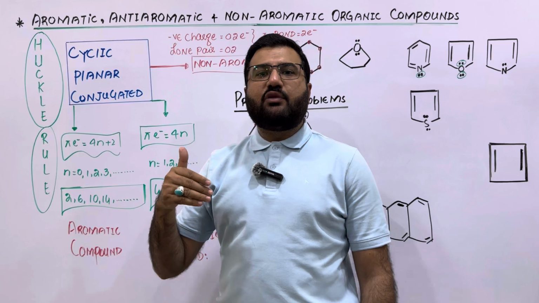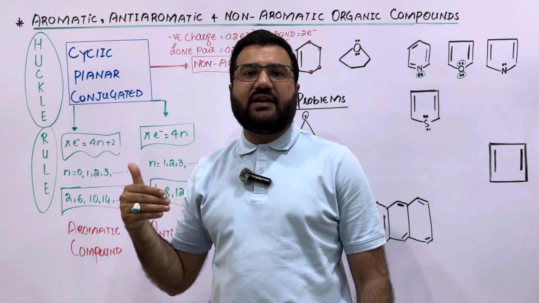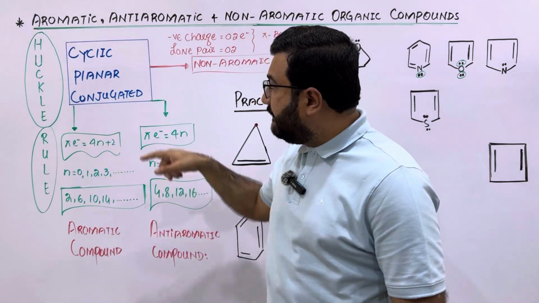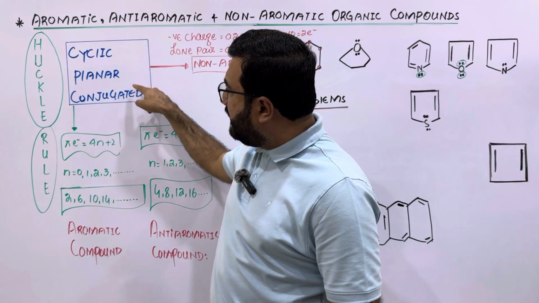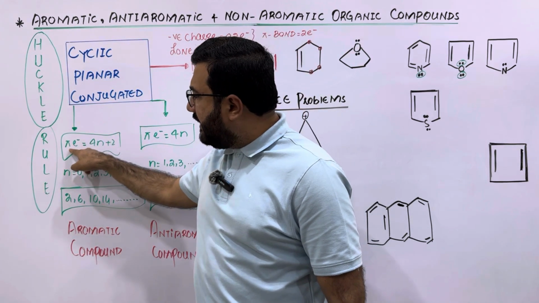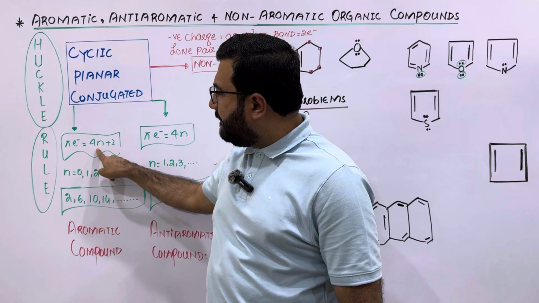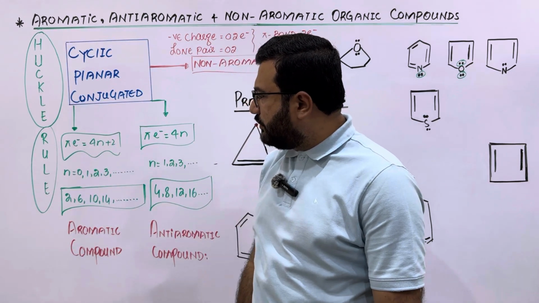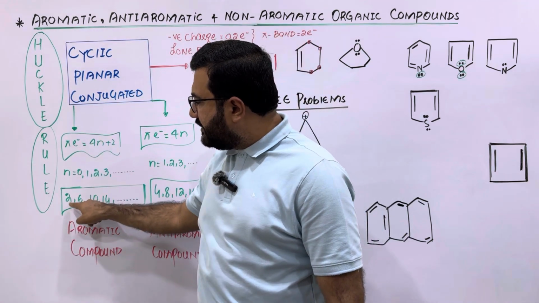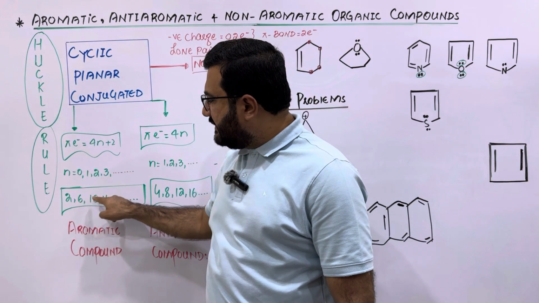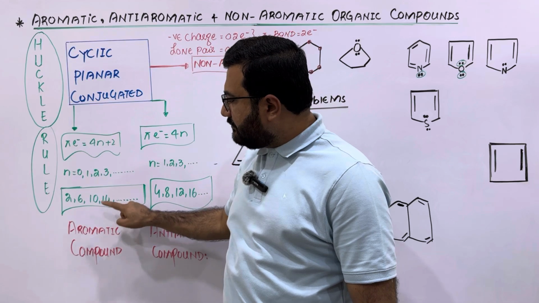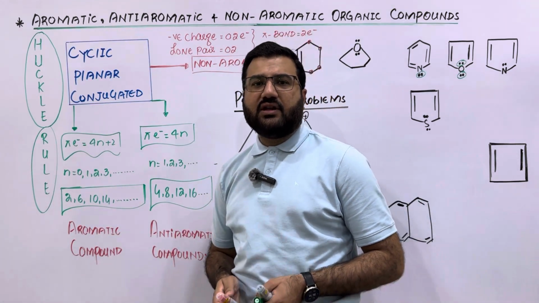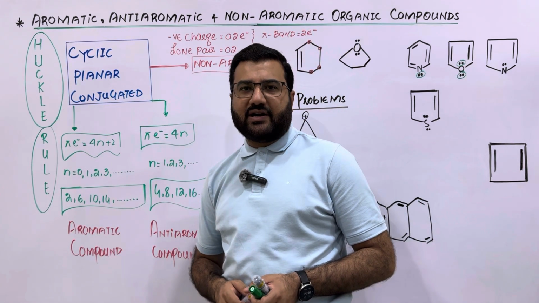Now, the aromaticity will be decided by the pi electrons. If an organic compound is cyclic, planar, conjugated, and the pi electrons follow this formula, 4n plus 2, where n is a simple integer starting from 0 to any number, and if the pi electrons are 2, 6, 10 or 14, then that organic compound will be considered as the aromatic compound.